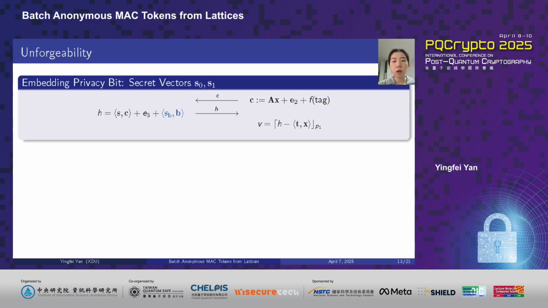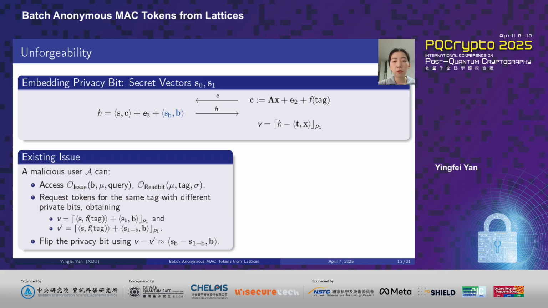Building on how we embed the private bit using secret vectors S0 and S1, let's now address the unforgeability of this construction. This has a bit in the lattice structure, but we'll now see how an adversary might exploit this design. A malicious client A can reuse the same tag but request tokens with flipped private bit and obtain two outputs V and V prime. Then he computes V minus V prime. This is close to S_b minus S_(1-b) plus the inner product of E. This difference leaks structural information about the secret vectors S0 and S1. With such pairs, the adversary can flip metadata bits in existing tokens and forge new tokens by manipulating the bit-dependent term.